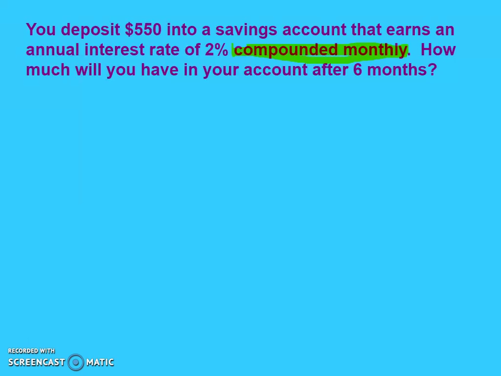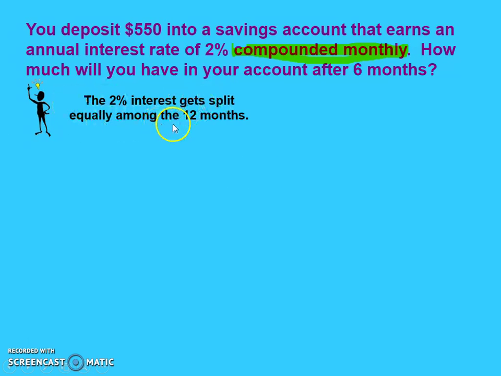So what that means is that we have to divvy up that 2% over the course of the entire year by month. And so since there's 12 months in the year, we're going to split that out equally. So 2% divided by 12.